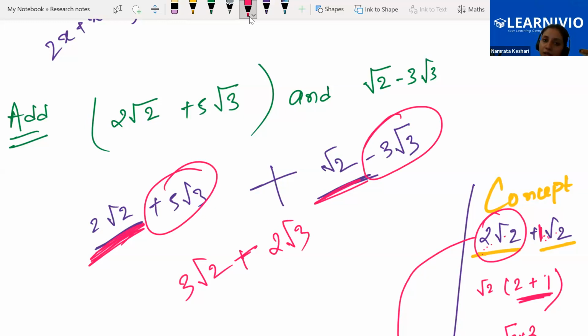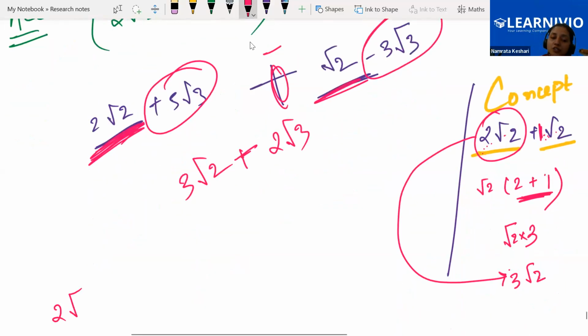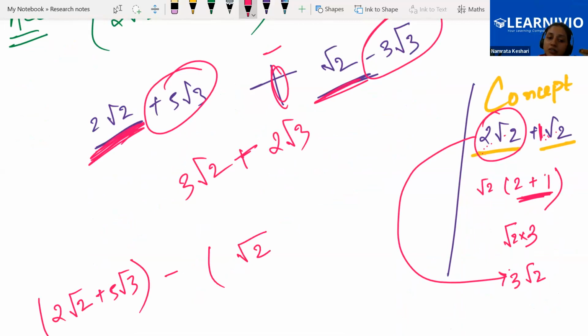Similarly, we can do the subtraction also. If there is a subtraction sign, then we have to be careful and write both terms in brackets. If it is the same question but we have to do subtraction, then we will keep everything in brackets, because the subtraction sign reverses all the signs. We understand that.